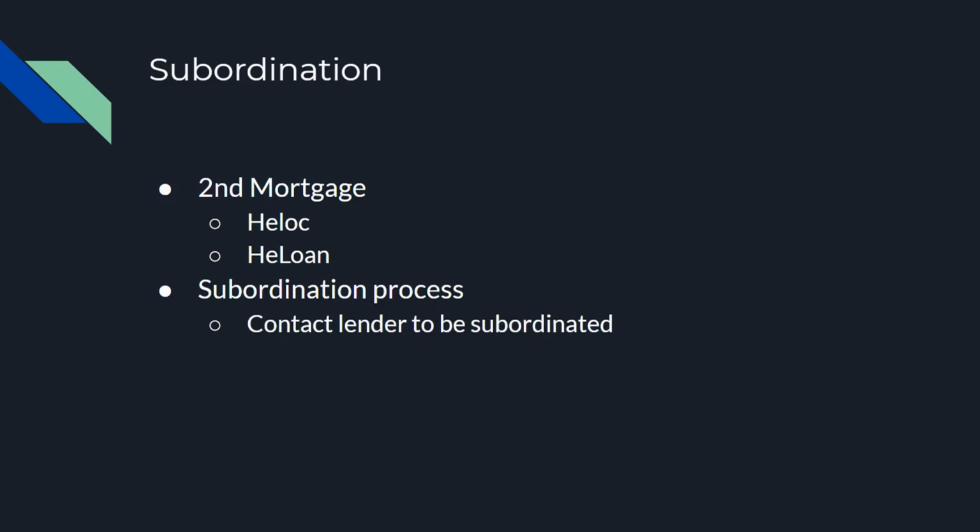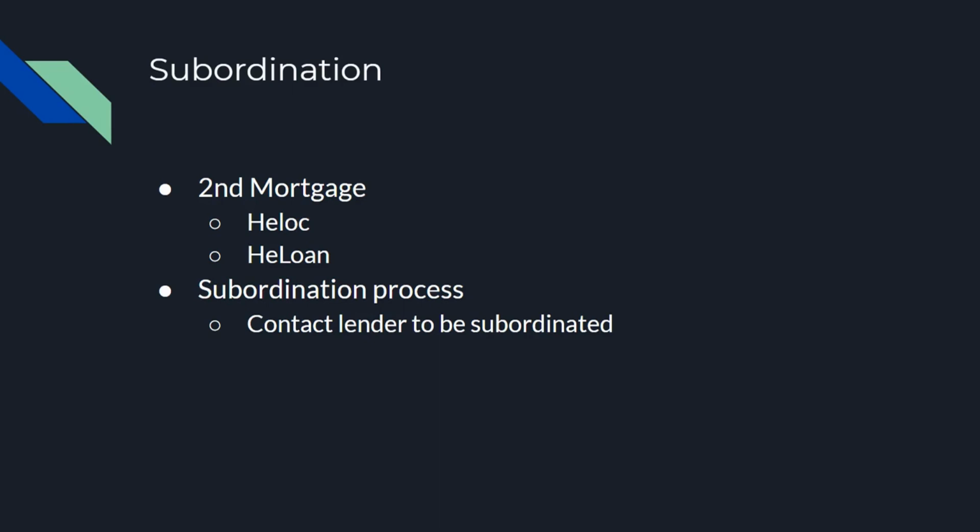So let's say you are a processor and you have a first and second mortgage, and you're refinancing the first, meaning you're paying off that first mortgage, but that second mortgage is staying where it is. In order to get that done, we have to go through what is known as the subordination process. We do that by contacting the lender to be subordinated. Let's say the second mortgage came from ABC Credit Union. So we would contact ABC Credit Union asking them for their subordination process.